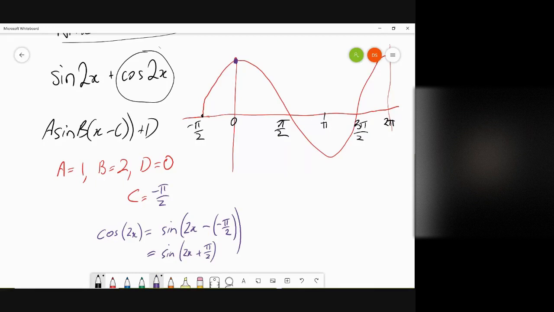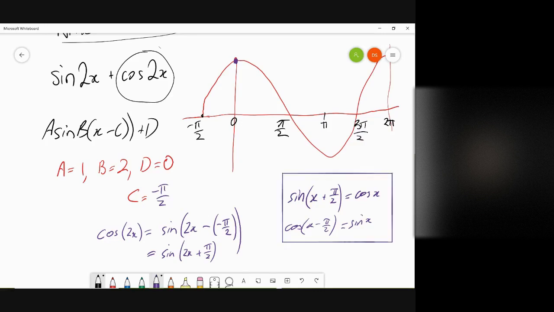Okay, and this is called a phase shift. This is something you should really, really get comfortable with. Sine of x plus pi on 2 is equal to cos of x, and cos of x minus pi on 2 is equal to sine of x, because they're just shifted by 90 degrees, or pi on 2. So that's a real good tidbit for you to know for later.